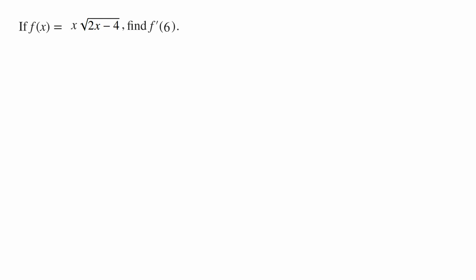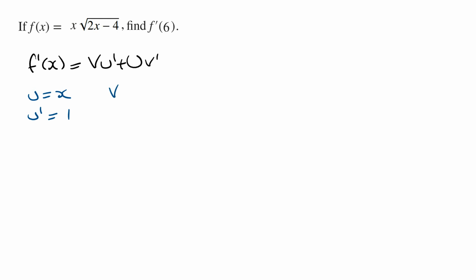Reading this question, we've got: if f of x equals x times the square root of 2x minus 4, find f dash of 6. To find f dash of 6, we first need to find f dash of x. To find f dash of x, we need to use the product rule, which is vu dash plus uv dash. If we let u equal x, then u dash is going to be 1. v is going to be the square root of 2x minus 4, and since we're going to derive this, it's best to write this in power form, which is 2x minus 4 to the power of a half.